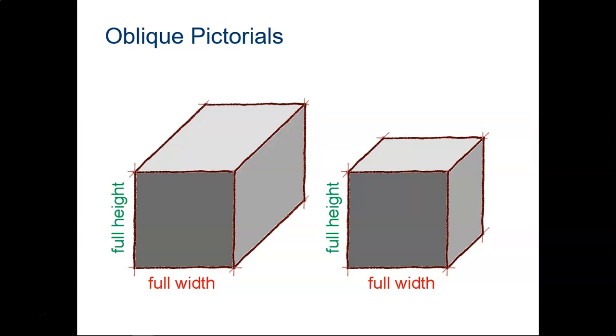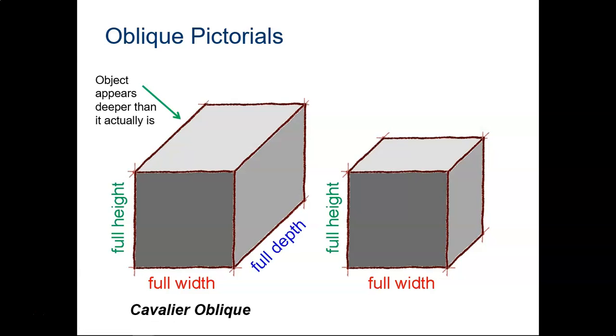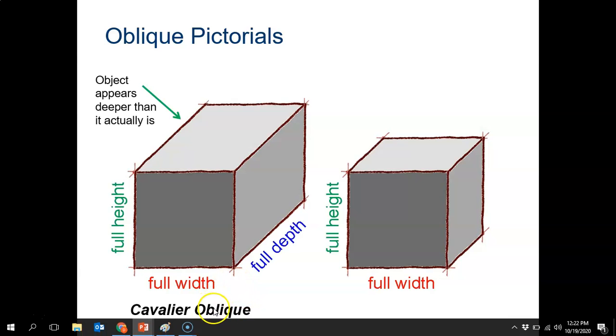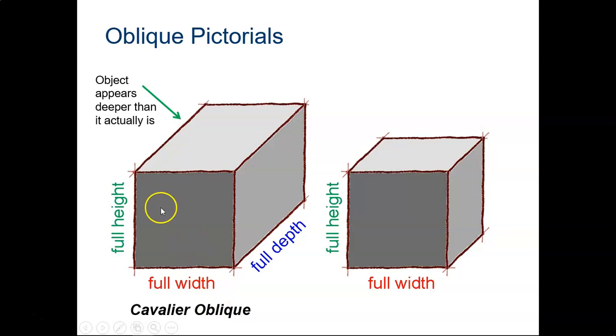This is a very, very simple way. If my description on the last slide was a little bit too wordy for you, let's put it in really, really, really simple terms. Here are 2 oblique pictorials. They are of the same object, a cube. The first is cavalier oblique, and that will give you the full height and the full width.